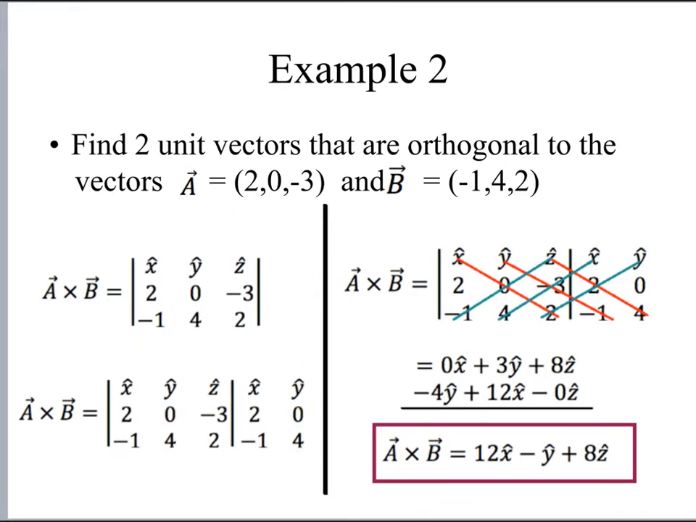And then I simply take it and I do my crisscrosses. So I go forward: x hat times 0 times 2 gives me 0x hat. Y hat times -3 times -1 gives me 3y hat. Z hat times 2 times 4 gives me 8z hat.